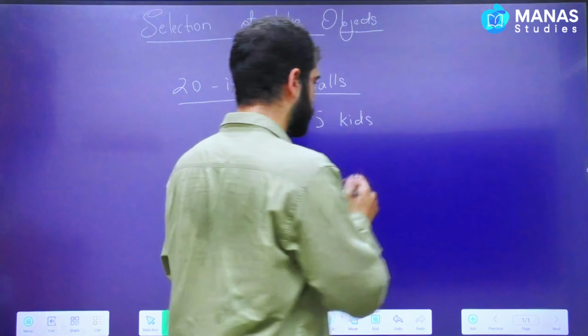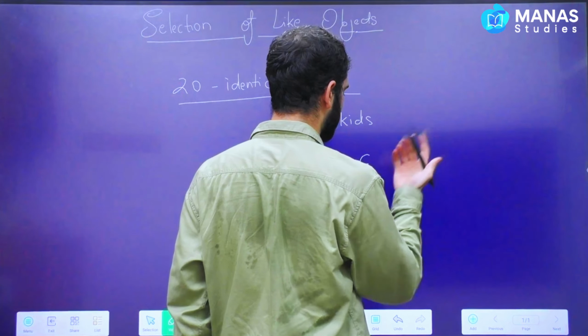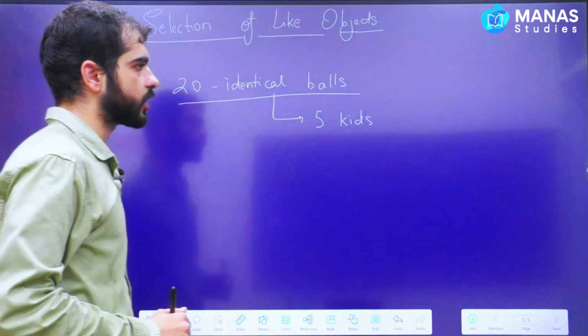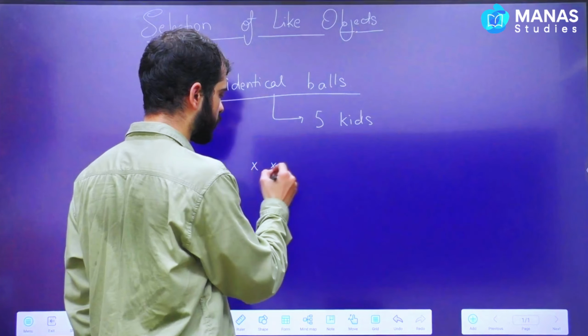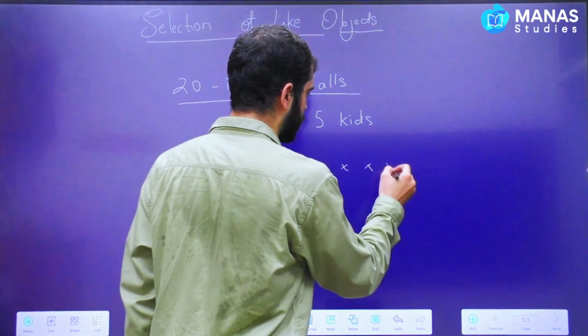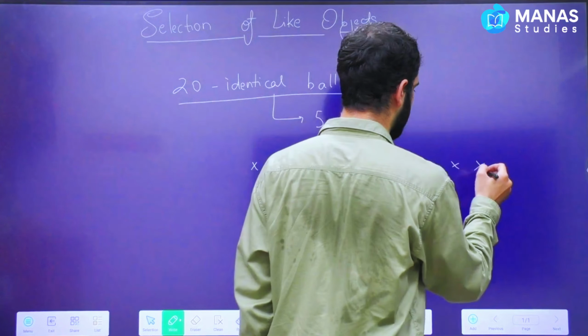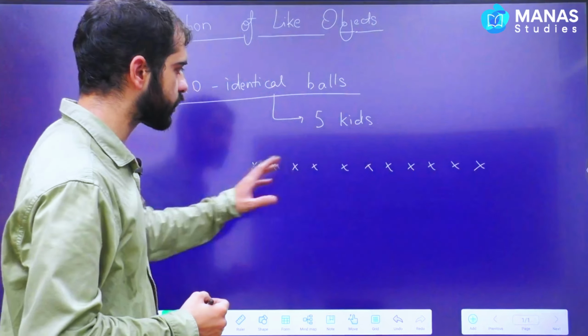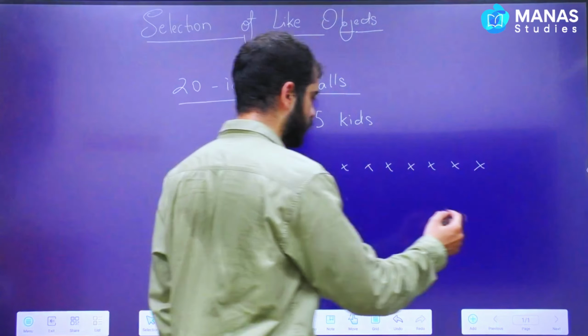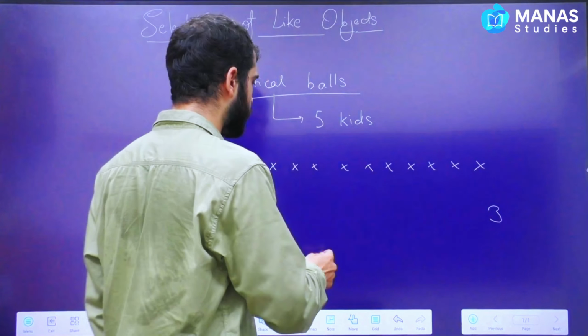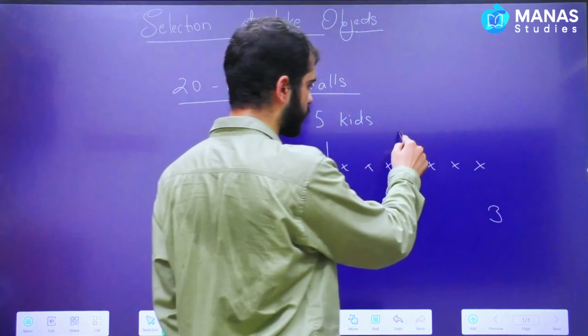Let's break it down. Let's say this is going to be my some group. So I have to distribute 20 identical balls among 5 kids. Let's take this example. If these are the objects which have to be distributed among 3 people, what I have to do is I just have to draw 2 lines. If I draw 2 lines like this, then I can create 3 groups which will be independent of each other. So the point to be noted over here is, if I want to make 3 groups, I just require 2 lines.